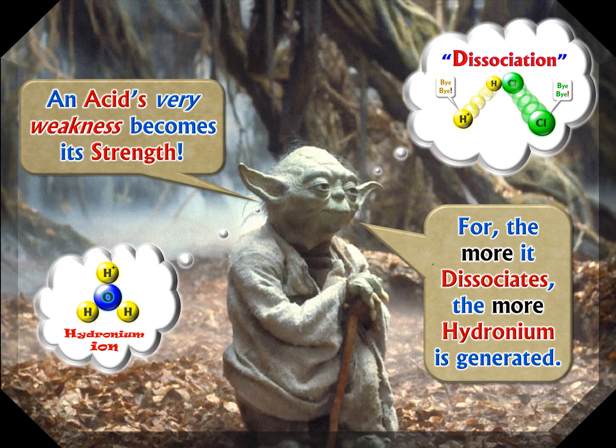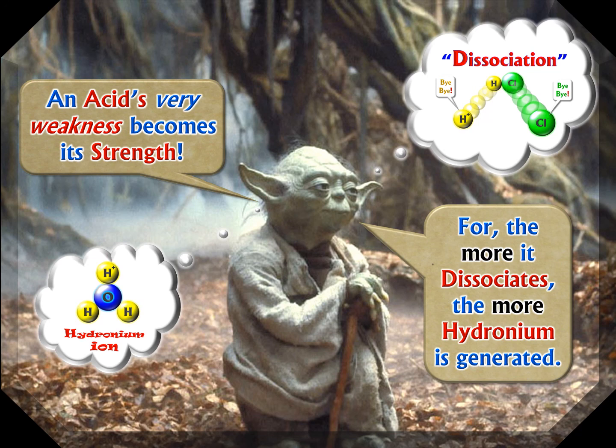This gives rise to what's almost like a Zen saying. I have Yoda saying here, an acid's very weakness becomes its strength. For the more it dissociates, the more hydronium is generated. I probably should have had him saying it backwards, but that might have been more confusing. I guess Yoda kind of says things backwards. Oh well. So in other words, an acid's very weakness becomes its strength.